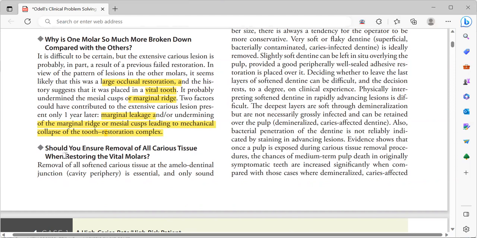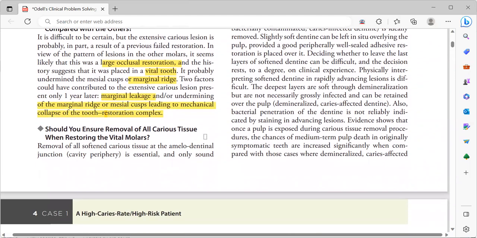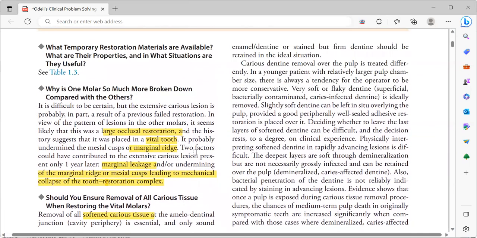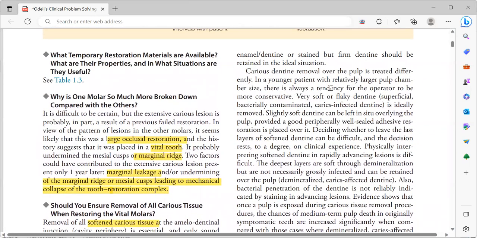and causing the infection. Should you ensure removal of all carious tissue when restoring the vital molar? So here it says that removal of all soft carious lesion is very important, but you can still leave the hard one. Okay, so this is mainly the infected and the affected dentine. Here they state that infected dentine, which is the soft part, you need to remove it, you cannot leave it. But the affected dentine, which is hard, okay, you can still leave it.